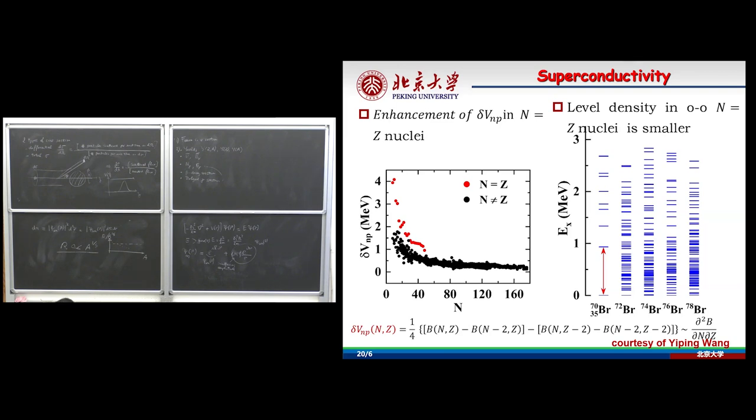This is a kind of evidence. For example, here we define the so-called residual interaction. What is a residual interaction? Separation energy is the derivative of the binding energy. Residual interaction is the second derivative of the binding energy. In such a way, we can define the so-called neutron-proton residual interaction, right? And from the experimental values, we can always plot it in such a figure.